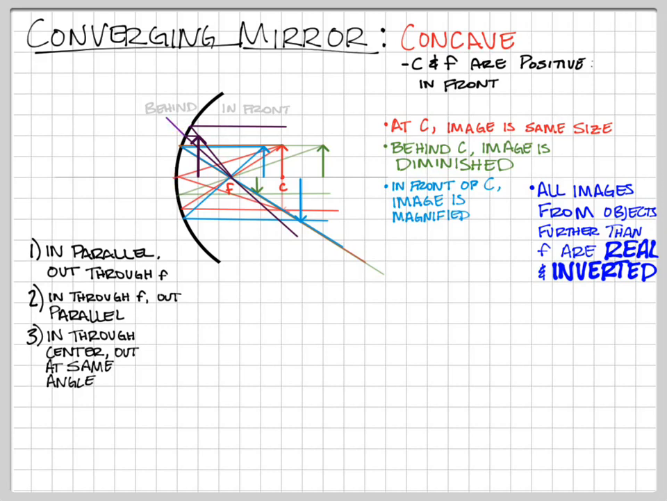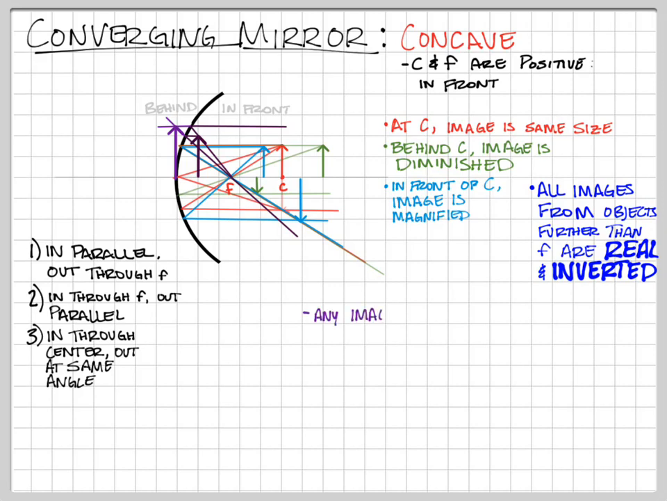Let's draw our first one and our second one. So here's our first one, in parallel, out through the focal point. Then we're going to go in as if we came from the focal point, so this one's a little different. And then we're going to go out parallel. And you can see that these two dark purple lines are never going to meet. So we have to trace them back. Trace one back, trace the other back. And we can see that they meet behind the mirror. So we'll draw in our image. Now this image is magnified and it's virtual.